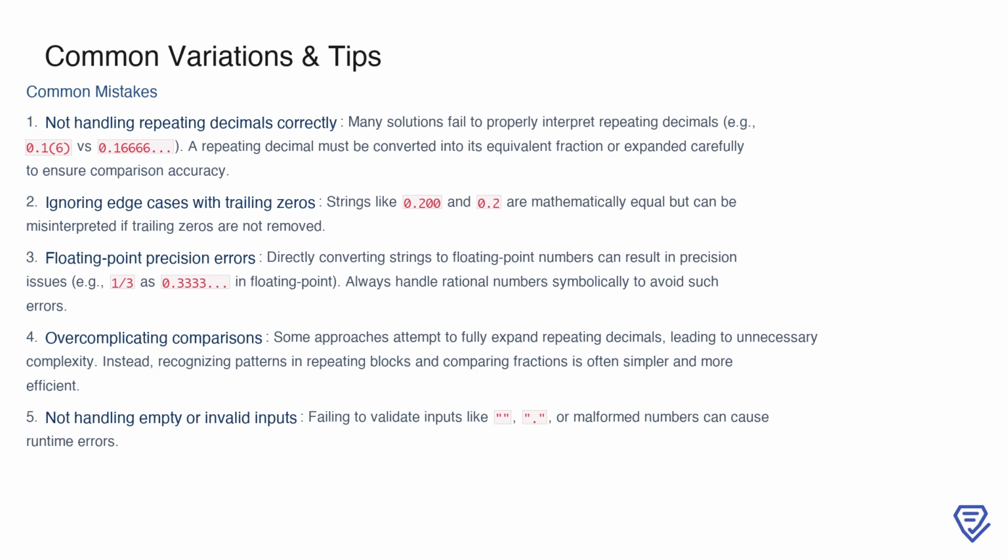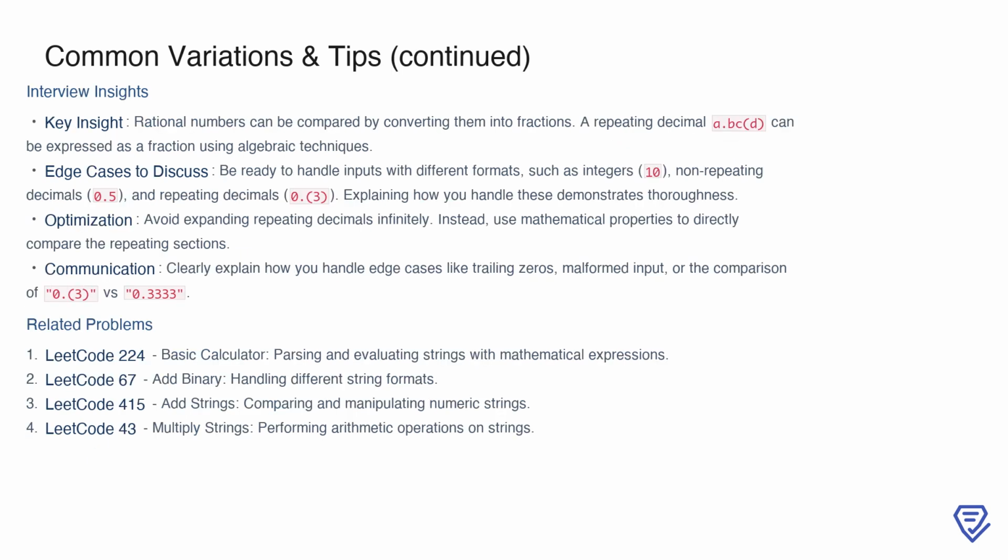handled appropriately. Now, when it comes to interviews, one key insight is that rational numbers can always be compared by converting them into fractions. For example, a repeating decimal like 0.bcd can be expressed as a fraction using algebraic techniques, which eliminates ambiguity and ensures precision. It's also important to discuss how you handle various input formats during your explanation. This includes integers like 10, non-repeating decimals such as 0.5, and repeating decimals like 0.(3). Being able to clearly articulate how your solution addresses these cases demonstrates both thoroughness and a strong understanding of the problem.